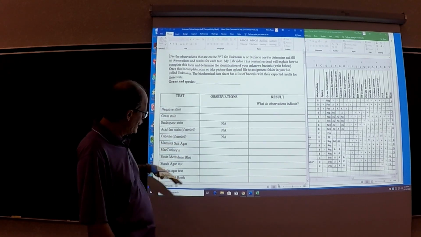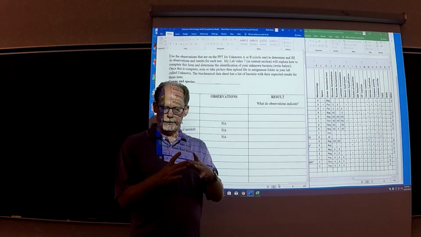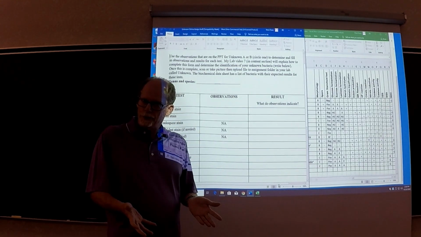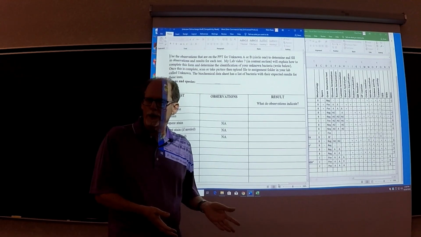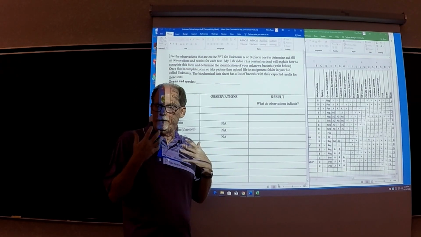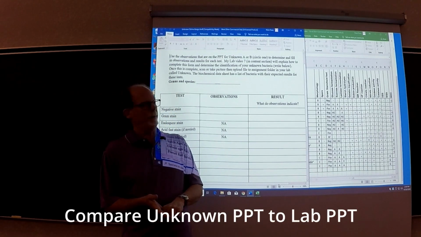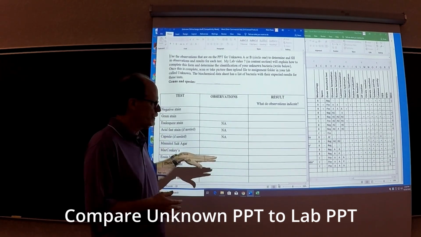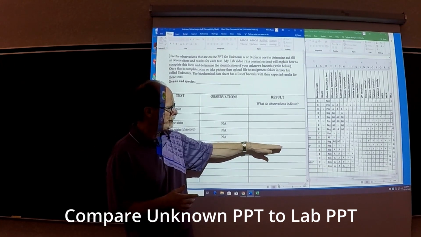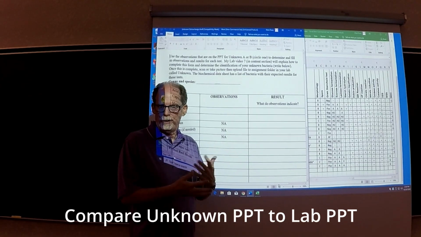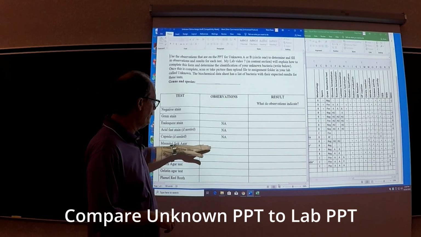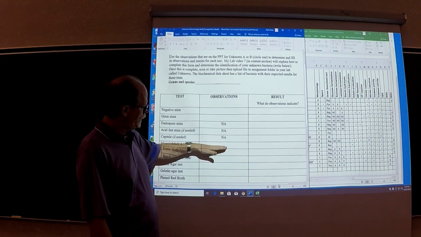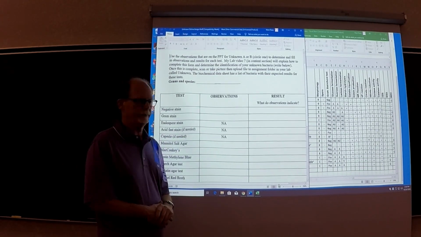Then when you get to the mannitol salt, on the PowerPoint there'll be a mannitol salt agar plate, and it'll show the results. You can use your lab PowerPoint to help you decide if it fermented mannitol or if it didn't ferment mannitol. If there was no growth, then the bacteria didn't grow on the plate, so you would put that in your observations. Sometimes you don't really have a result. If there's no growth, there's no result. If it fermented mannitol, you might say that over here. Mannitol was fermented. If it turned yellow, mannitol was fermented.